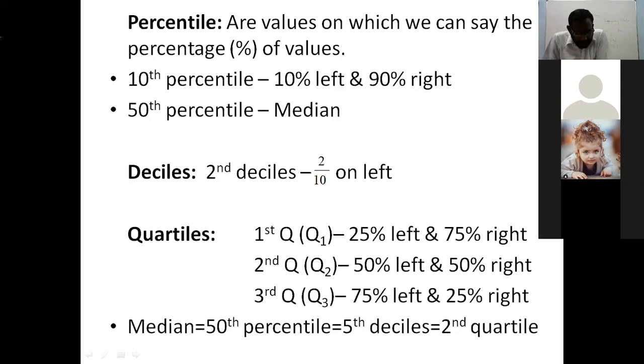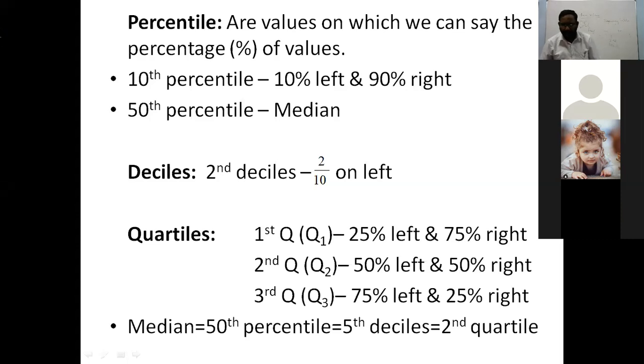So percentile and deciles are some of the other types of displaying the data. Another type is called quartiles. What do you mean by quartile? Without looking at the notes, you can tell what is quarter. Quarter means what? 1/4. Yes, good. Quarter means 1/4.